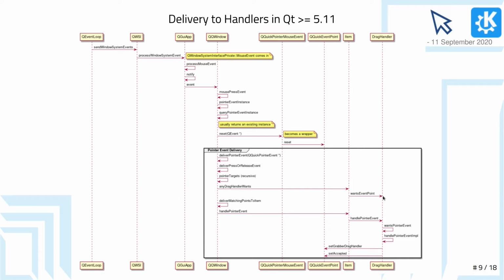So for each handler that is registered on the item, meaning it's a child of the item, we ask, does it want the event point? If it does, then we call deliverMatchingPointsToItem, which actually calls handlePointerEvent on the item private, and that will in turn call handlePointerEvent on each of these handlers. So in this example we say that there's only a drag handler. We're doing a drag here. And then it will call handlePointerEventImpl, which is just a private function in the handler. Let's say, yes, the drag begins, and at that point it becomes the grabber, and it also calls setAccepted, which means not only is it the exclusive grabber, but we're done with delivery. We don't want to do any further propagation.